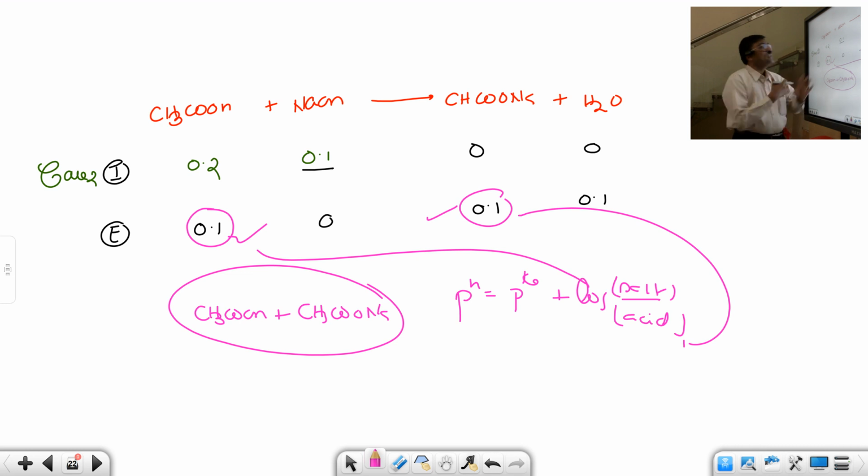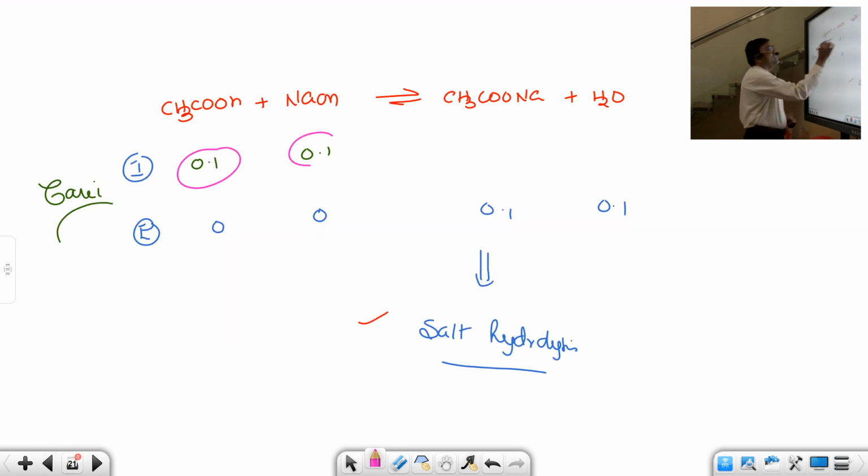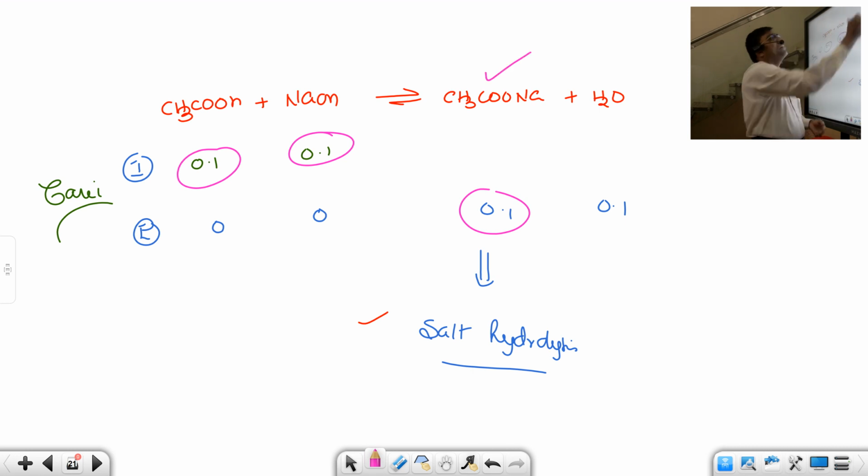So that is case 2. In the first case, salt hydrolysis happened. In salt hydrolysis, what happens, students? All the concentrations are consumed. Only what is left out? A completely soluble salt, and the soluble salt undergoes salt hydrolysis. Only the anion undergoes it, which is why it is called anionic hydrolysis, because the anion is a weak acid. Hope you understood.